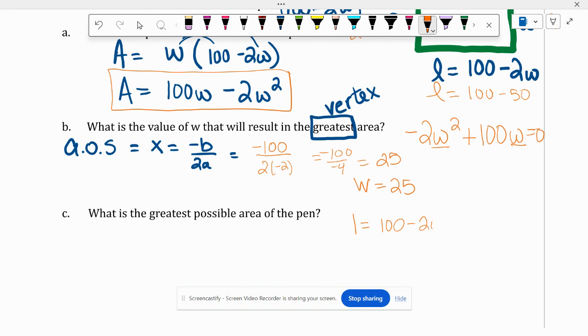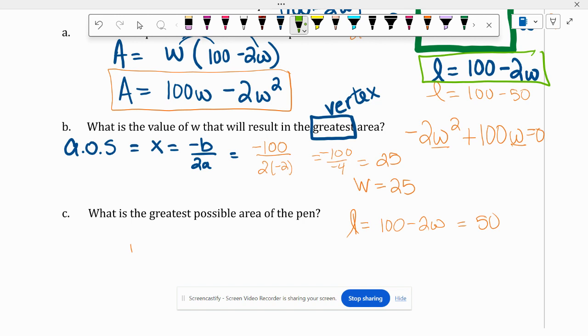100 minus 2W equals 50. That's my L, cursive L. So how did I get that? Look right here. We said that the length is 100 minus 2W, right? W is 25, so 100 minus 50, because 2 times 25 is 50. So the length is 50.